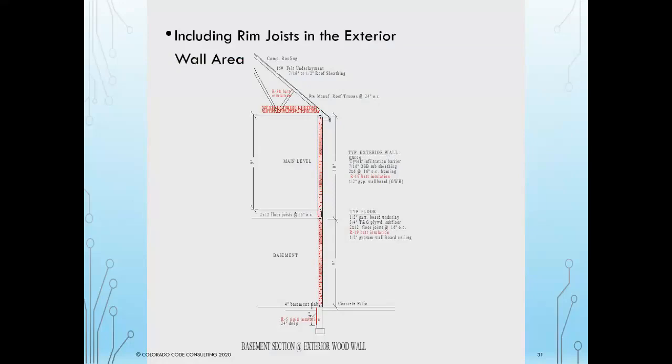Just like the attic knee walls, that is an exterior wall. If I've got an attic knee wall, it's an exterior wall. So if I've got R20 walls, I've got an R20 attic knee wall. That is an exterior wall and would be included in the calculation.